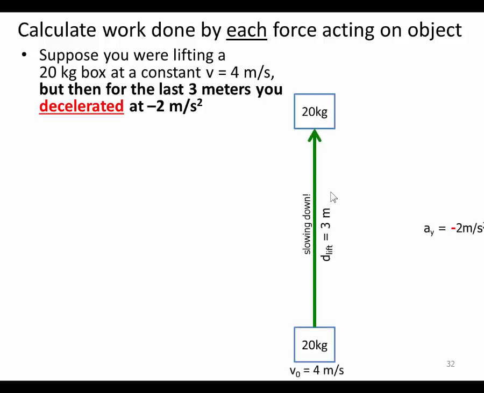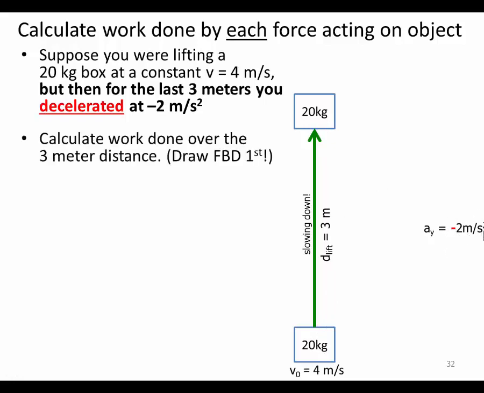Starting at a speed of 4 meters per second, we will slow down as we move up 3 meters. The rate at which we'll slow down is negative 2 meters per second squared. So once again, we're going to calculate the work done over the 3 meter distance.